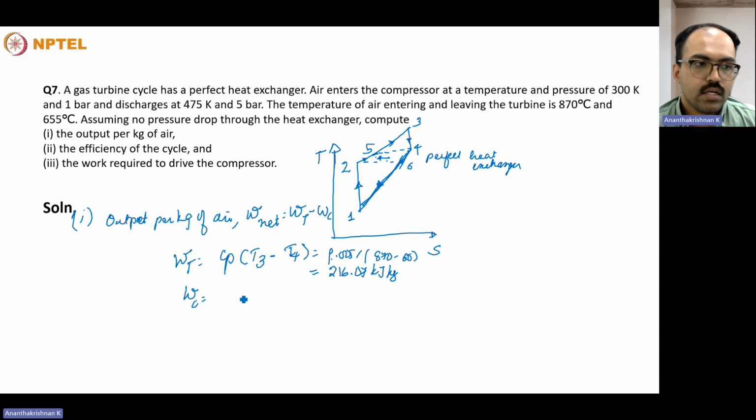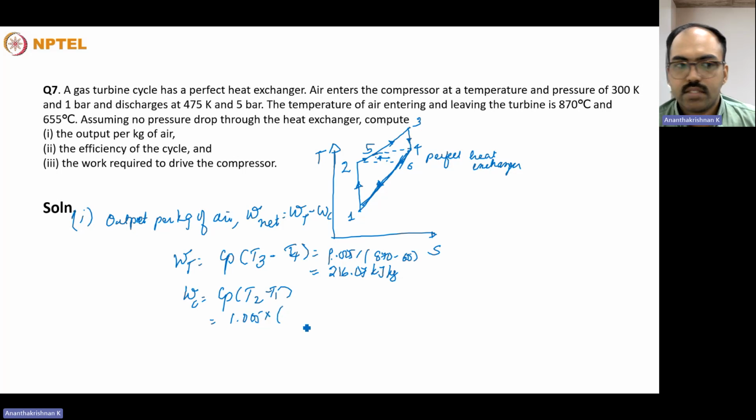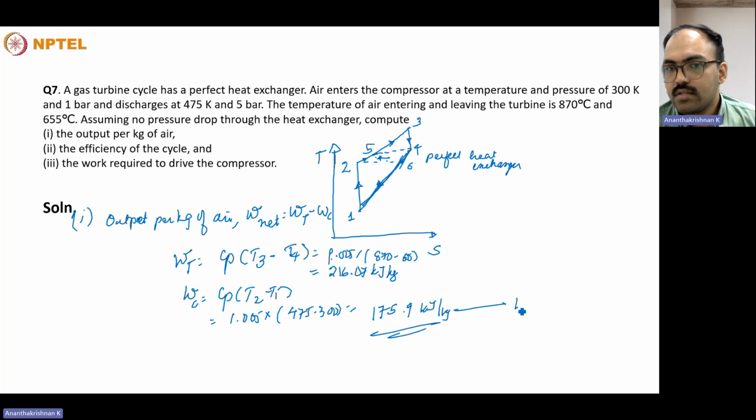The compressor work is Cp into T2 minus T1. This is an isentropic compression process. So that is 1.005 into the temperature, which is given in the problem, 475 minus 300. So that is equal to 175.9 kilojoule per kilogram. So this is the solution to part 3 of the problem.